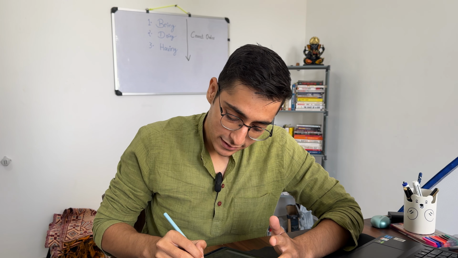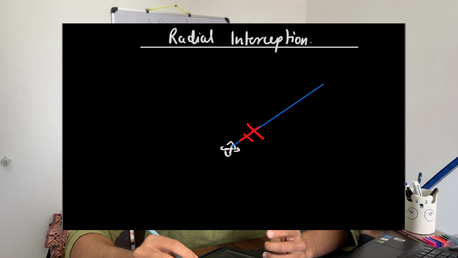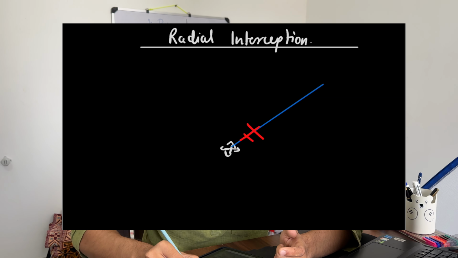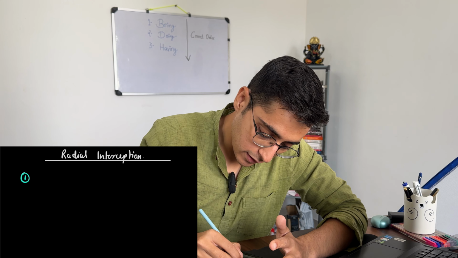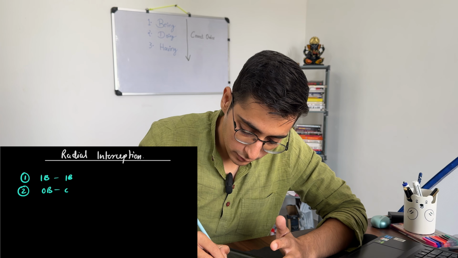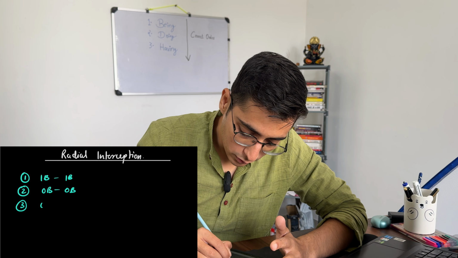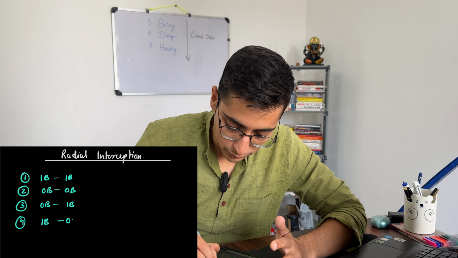Intercepting a radial basically means that if I have a specific radial, let's say a radial of 045 from the station, and I want to go out on this specific radial on a straight line, I'll have to intercept the radial of 045. This is what we call radial interception. Radial interception can be of basically 4 types: inbound to inbound, outbound to outbound, outbound to inbound, and inbound to outbound.